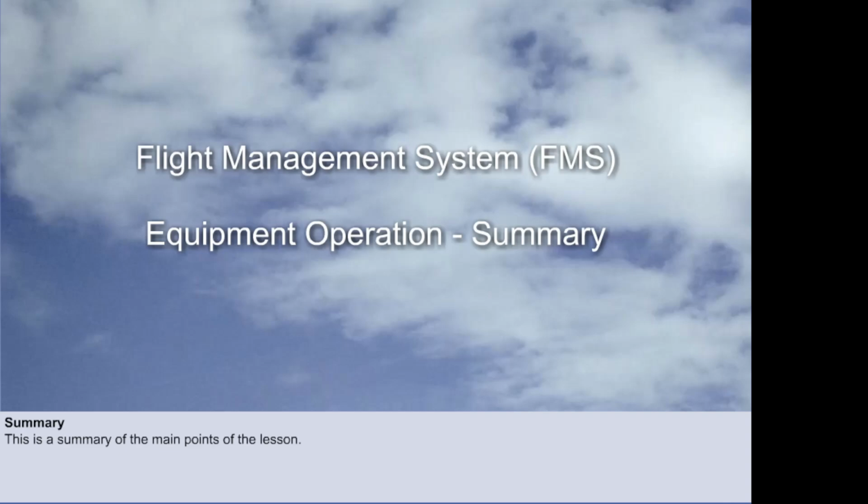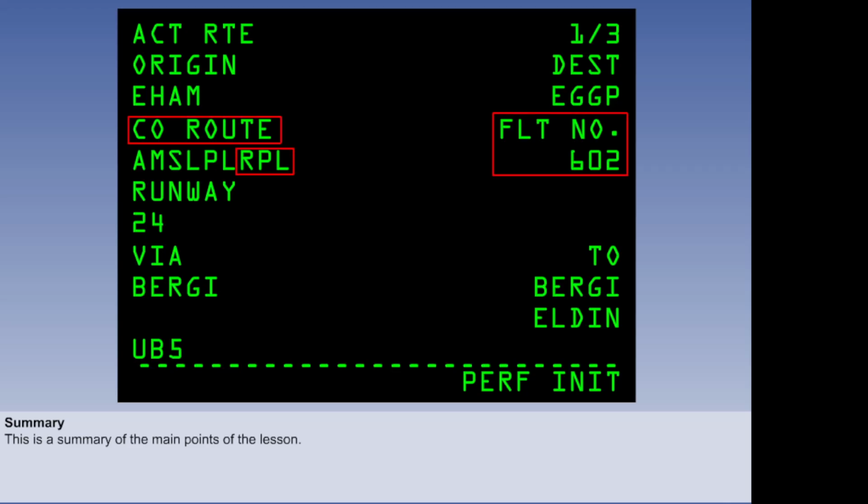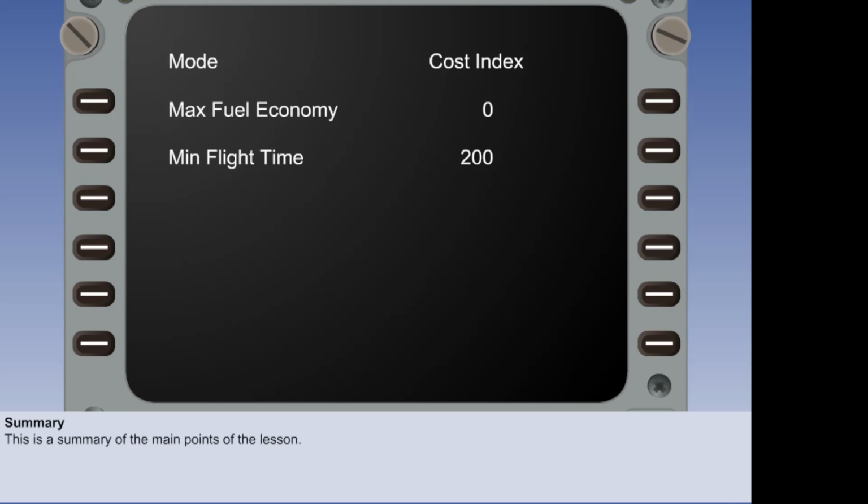Let's summarize this lesson. The first 4 pages in the startup sequence are always the same: identification, position initialization, route and performance initialization. The route is usually entered simply using the operator's flight number. Cost index is determined by dividing aircraft operating costs by fuel costs. The range of values is then put on a sliding scale, which is from 0 to 200 for the Boeing Classic series of FMCs. 0 gives minimum trip fuel and 200 gives minimum flight time.